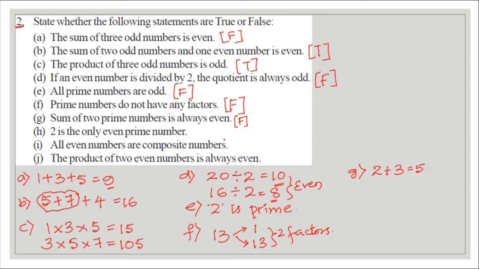Next statement, 2 is the only even prime number. This statement is a true statement. All even numbers are composite numbers. It is a false statement because 2 is an even number and it is not a composite number.